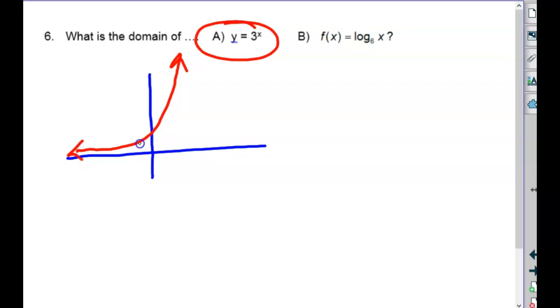Exponential growth. But it doesn't stop, right? And the calculator makes it look like it stops depending on the window. So you gotta be real careful. So what can I put in for x on that graph?